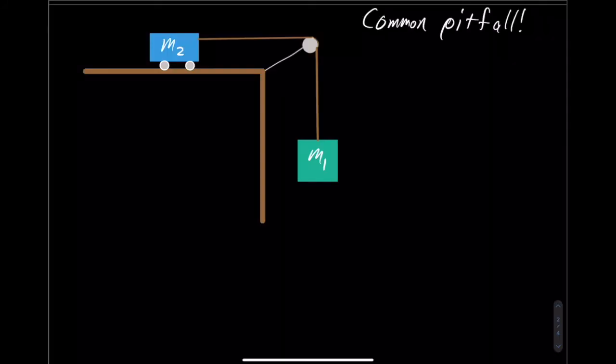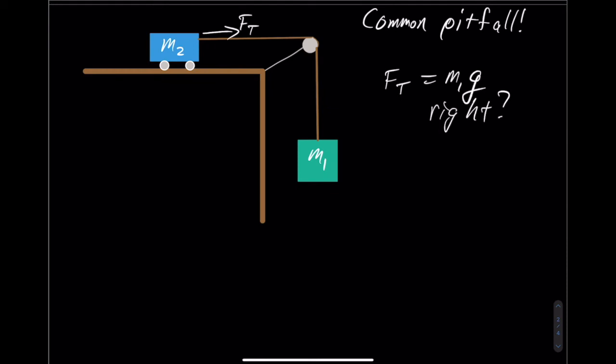A common pitfall or mistake that I see people make with these type of problems is what I call jumping to conclusions about what's at the other end of the rope. Right? So they see that there's a force of tension this way, and they say, well, what's on the other end of the rope? There's a hanging mass. So they say, well, Ft must be equal to the force of gravity on that mass, right? And the answer is no.